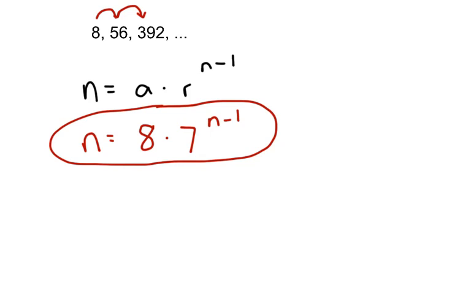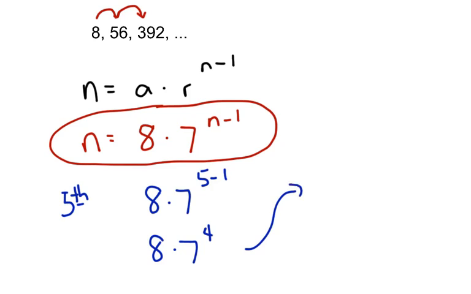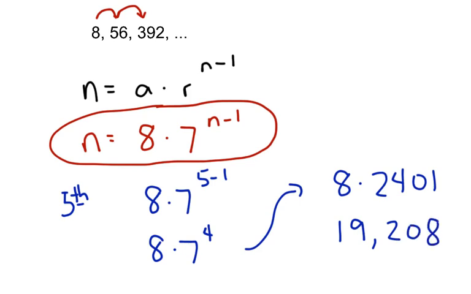And let's say we wanted the 5th term. We would have 8 times 7 raised to the 5 minus 1, which is 8 times 7 raised to the 4th, which will be 8 times 2,401, which altogether will be 19,208. And so the 5th term of this geometric sequence would be 19,208.